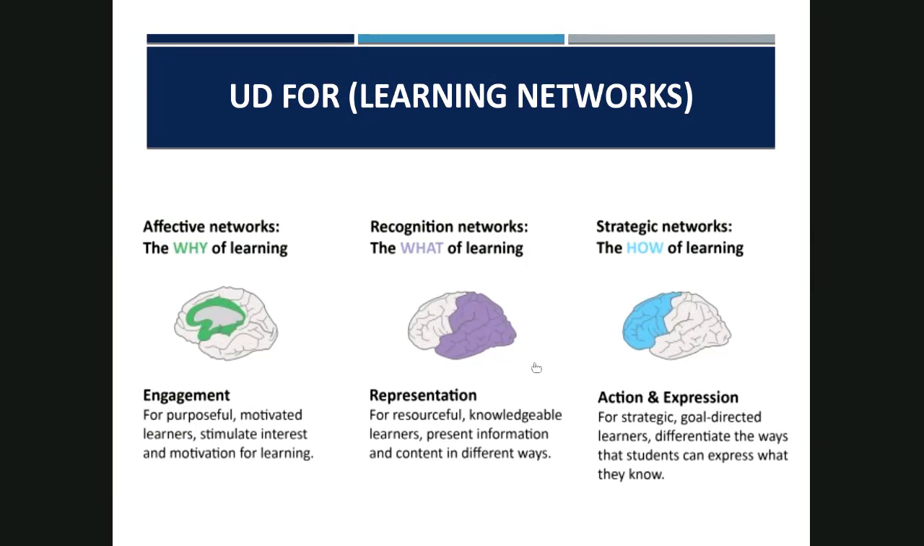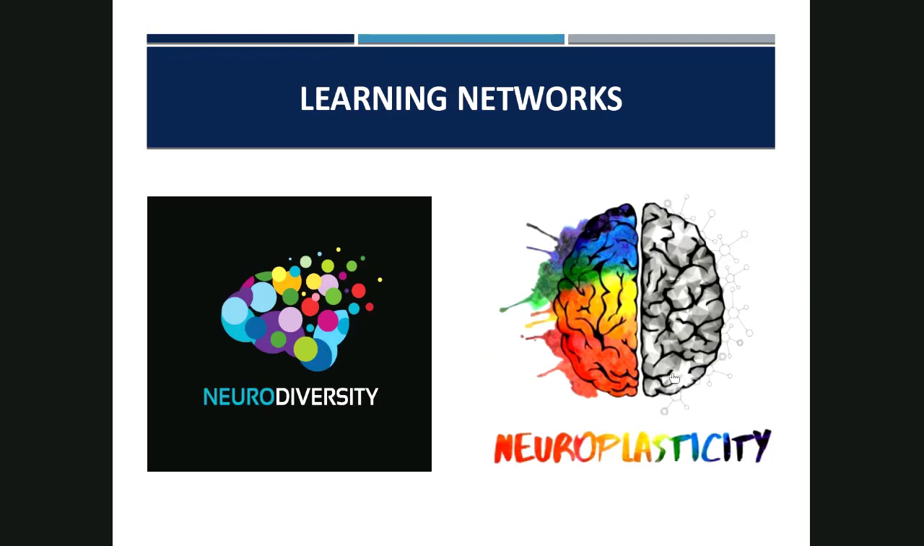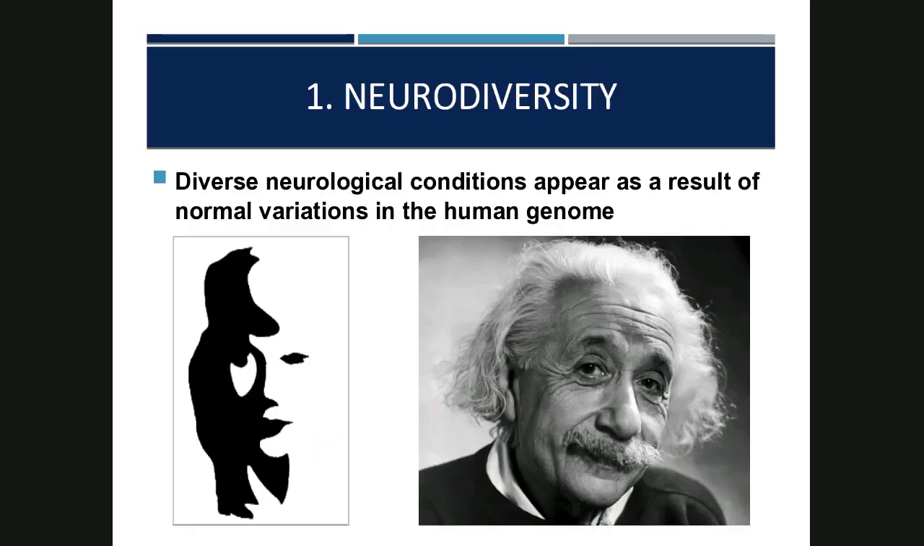And so the next slides will start going into the importance of neurodiversity and neuroplasticity, because even though we have students that might not be physically disabled, we will all be on a spectrum when it comes to these two categories. The first one, the idea of neurodiversity. So you have a definition here, which is its diverse neurological conditions are a result of the human genome.